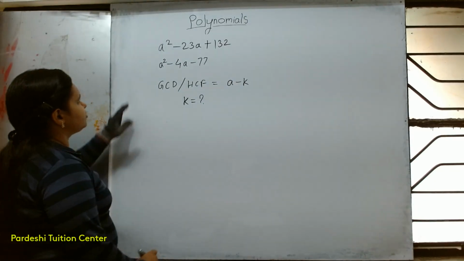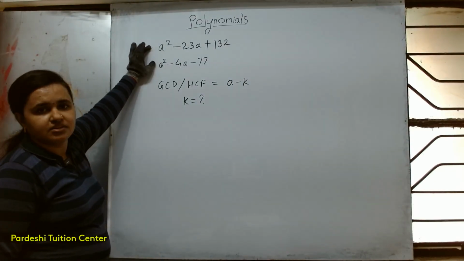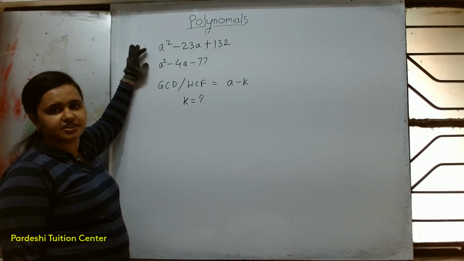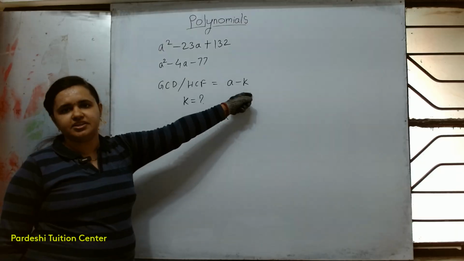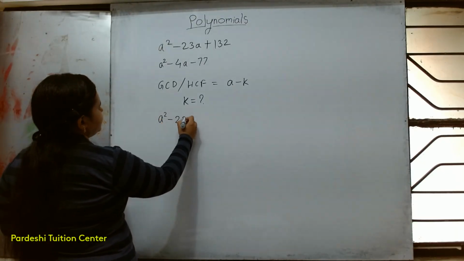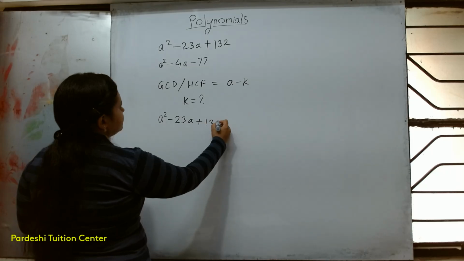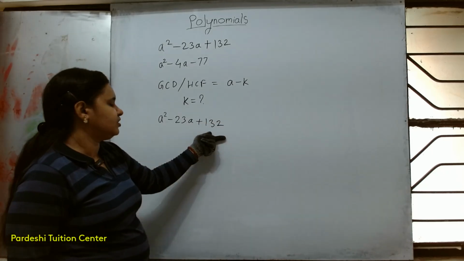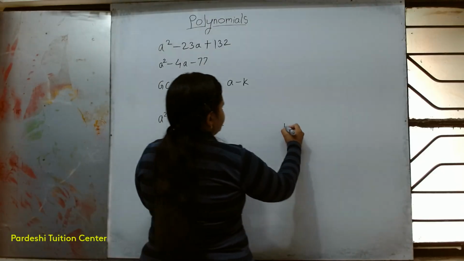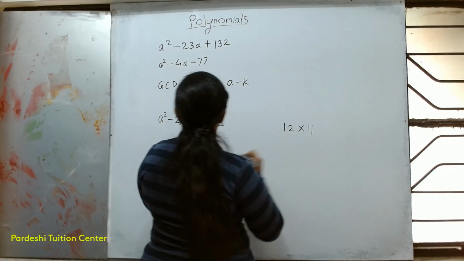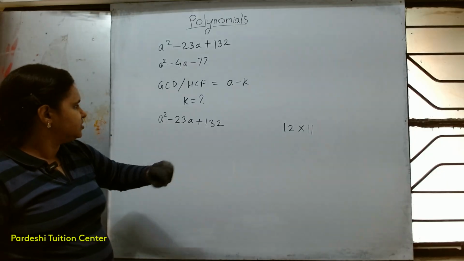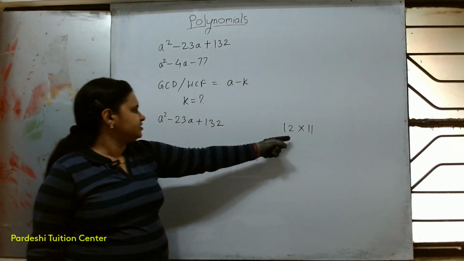Okay, so I will find the factors first. Just like the previous example, I will find the factors, then the HCF, then I will compare it with the given HCF. So the first polynomial is a square minus 23a plus 132. So for the factors, two numbers whose multiplication is 132. So 12 multiplied by 11. See, 12 multiplied by 11 is 132 and here it is plus, so here also plus.